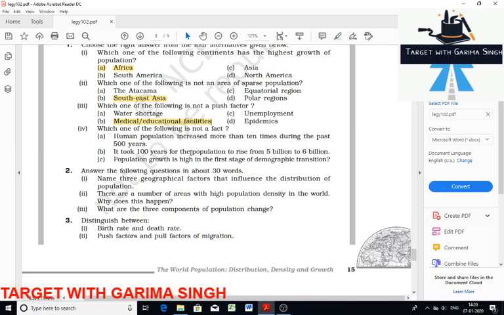Which one of the following is not a fact? So in this you can say population growth is high in the first stage of demographic transition.